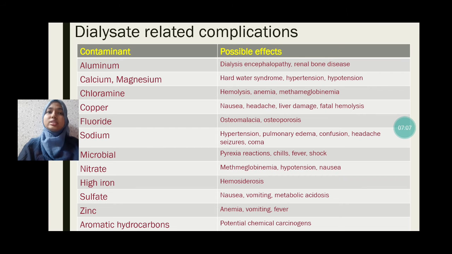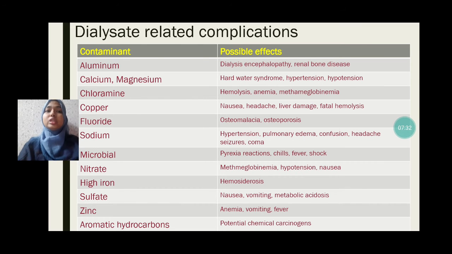Next, moving on is dialysis related complications. Dialysis related complications are seen when there are contaminants present inside the dialysate. Dialysate is the water that is supplied to the patient for dialysis to happen. So if it contains contaminants, the patient may show different kinds of effects with that water.